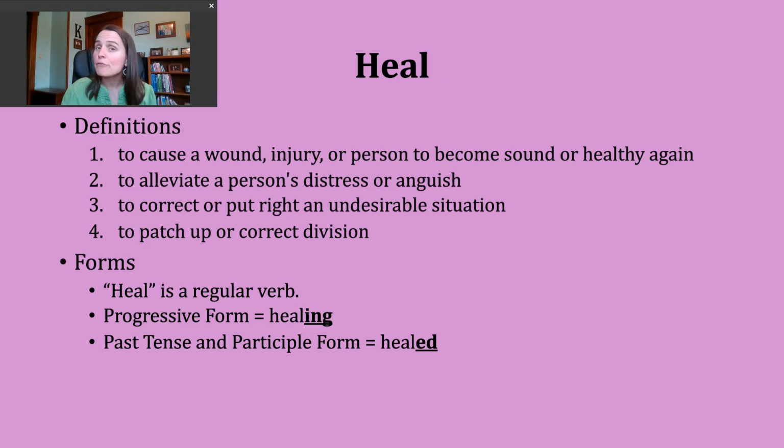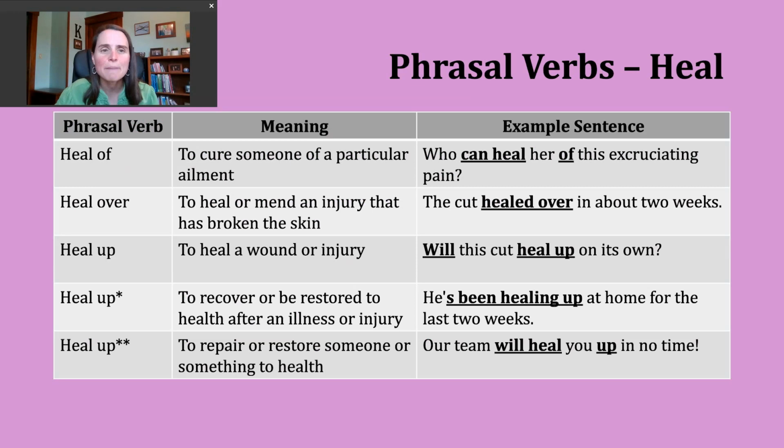Now, there are a few phrasal verbs that I think it might be good for us to review. The first one you might encounter is to heal of. This is used to describe the action of curing someone of a particular ailment. So this could be an illness and injury. An example of this in a sentence might be, who can heal her of this excruciating pain?